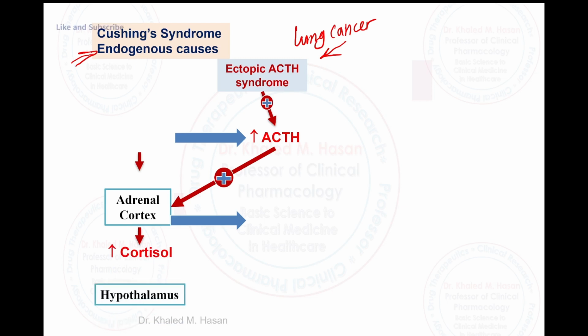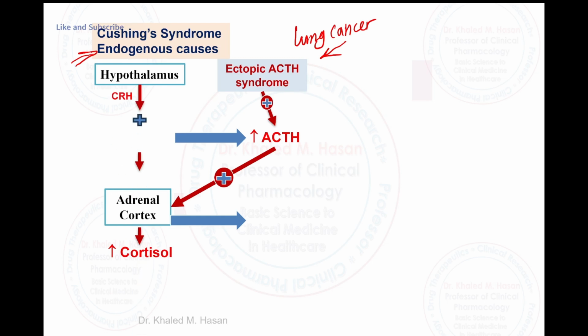This is number one. Another way: the hypothalamus will be activated and produce a large amount of CRH. The high concentration of CRH will stimulate the pituitary to produce ACTH. The high ACTH will stimulate the adrenal cortex, and this will lead to an increased level of cortisone. So this is number two.